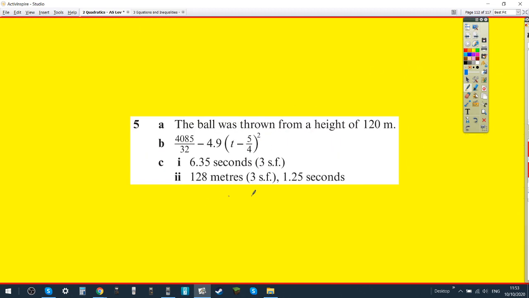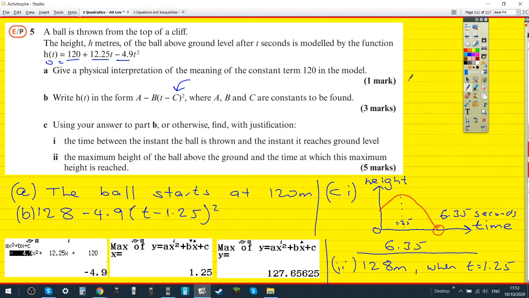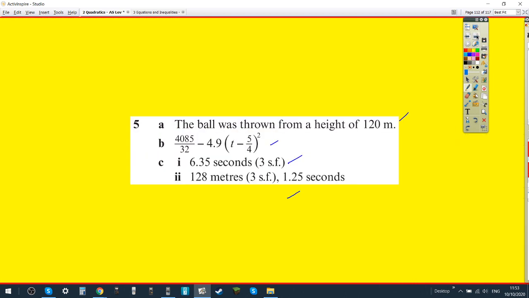Yeah. Let's take a look. 1.25, 6.35, and they wrote it in this similar way. They wrote a fraction. Yeah. The ball is initially thrown from a height of 120. Okay. Any questions about that? No.